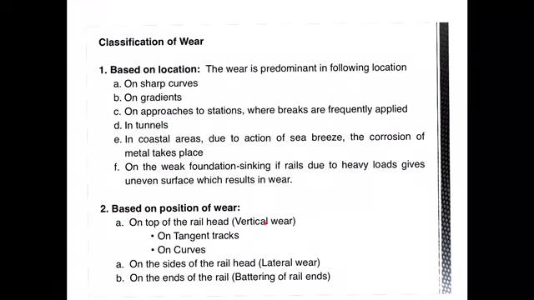The second classification, which is of more importance, is based upon the position of the rail wear. So we have already seen that in the first slide, what were all the various positions that can occur, on the top or on the sides or at the end of the rail section. So now, depending upon the position where the wear is occurring, we can classify it into three types.